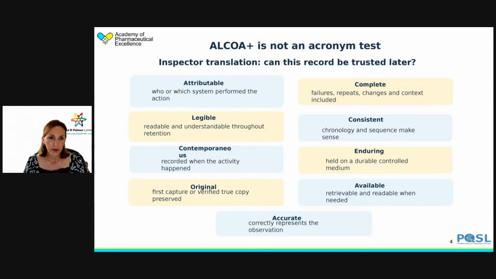So the practical translation is not, can the employee recite ALCOA Plus? The practical translation is, can this record still be trusted later? And to answer that question properly, we need more than the reported value itself, and that is where the reconstruction of the events is important.